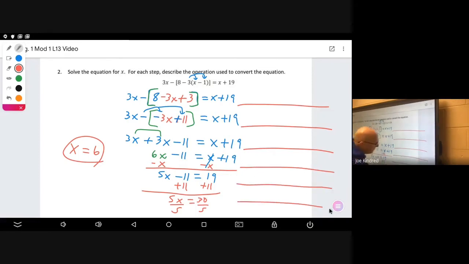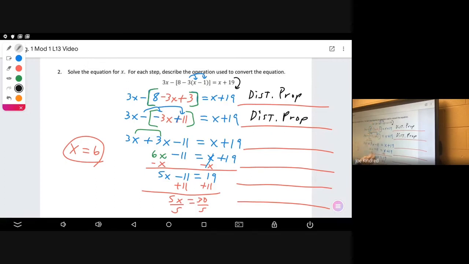Now, in each one of these steps, I should be able to explain what I'm doing. And so just to go back, in this first step, what did I do? Well, in the first step, from here to there, I used the distributive property. In the next step, I used the distributive property again with the negative. So from here to there, I distributed the negative through. So the distributive property gave me the negative 3x plus 3.